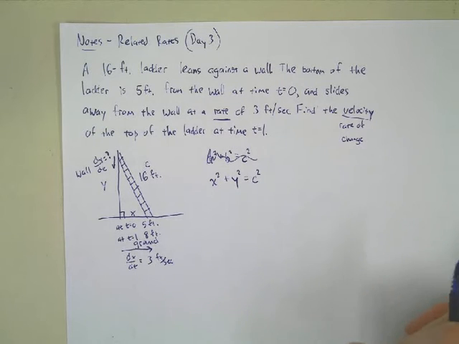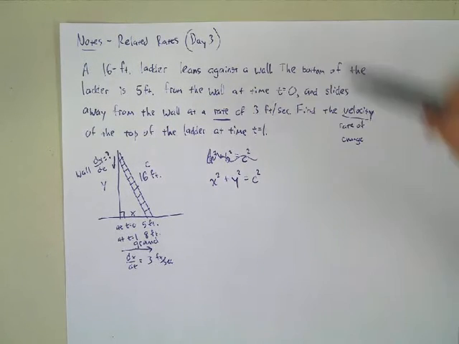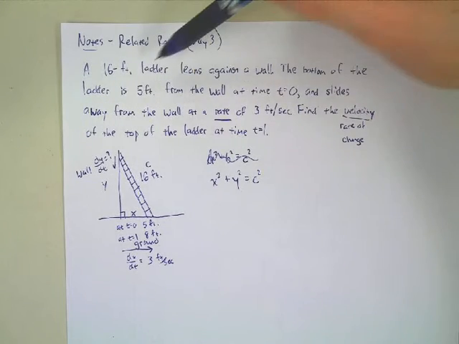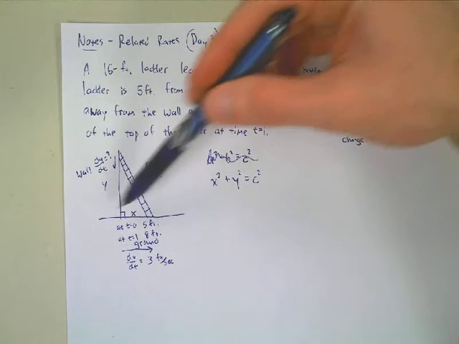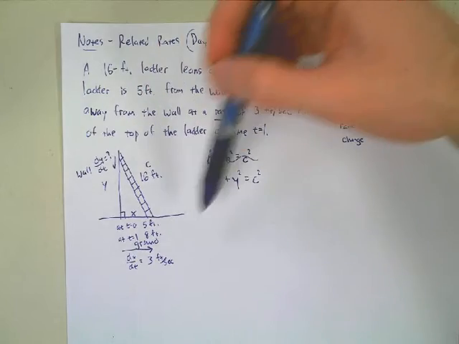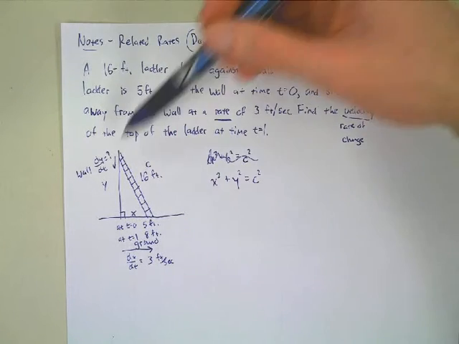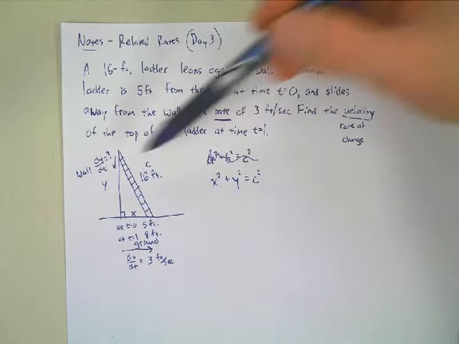So I think that takes care of all the values we know, right? We have a 16-foot ladder, that's labeled right there. That's C. The bottom of the ladder is 5 feet from the wall at time t equals 0, slides away from the wall at a rate of 3 feet per second, so dx/dt is 3 feet per second. Find the velocity at the top of the ladder at time t equals 1. So again, the velocity at the top of the ladder, that's dy/dt.